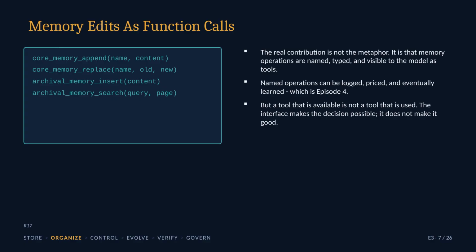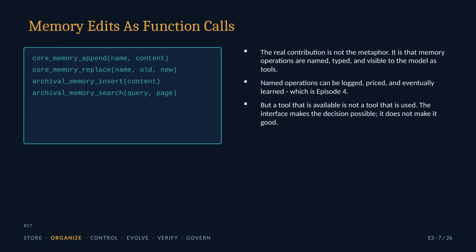This is the part of MemGPT that mattered most, and it is not the metaphor. Memory operations are named, typed, and exposed to the model as tools. Once an operation has a name, it can be logged, it can be priced, and eventually it can be learned, which is exactly what episode 4 is about.